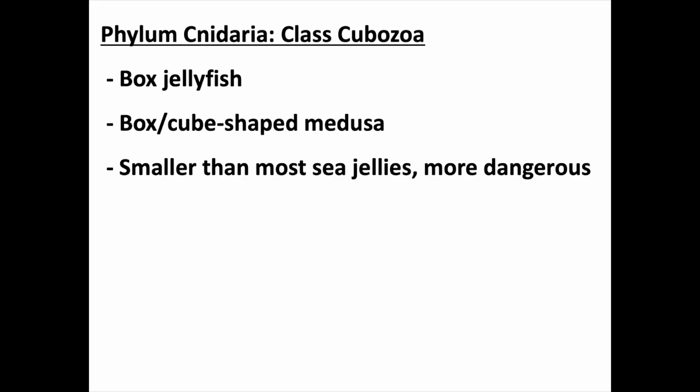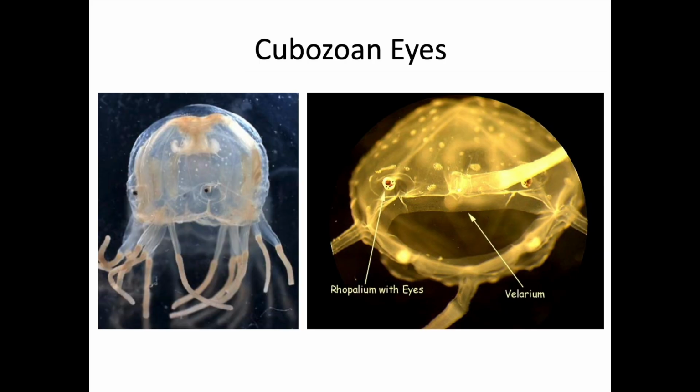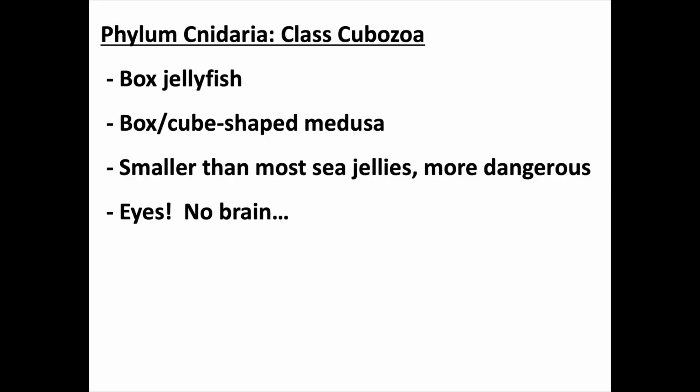Also, curiously, some of these cubozoan box jellyfish have eyes. Now, these are not highly developed eyes, nowhere near as complicated as our eyes, but they are simple light sensing organs. Or simple light sensing structures. Remember, they don't have real organs. They don't have a brain to process this information. So it's very curious that they're able to sense light, but not really process in a deep way what that light means.